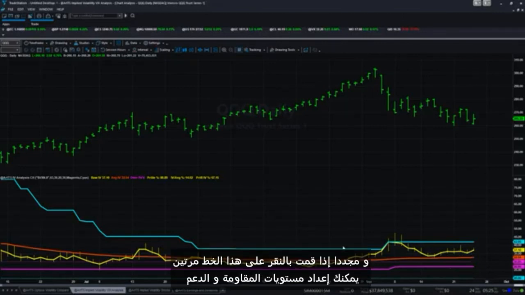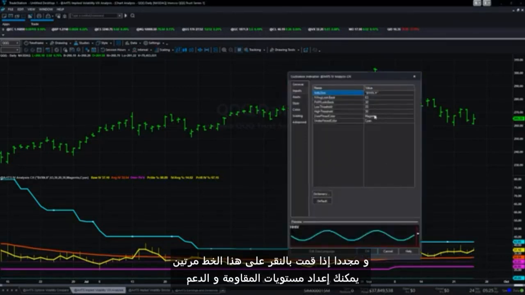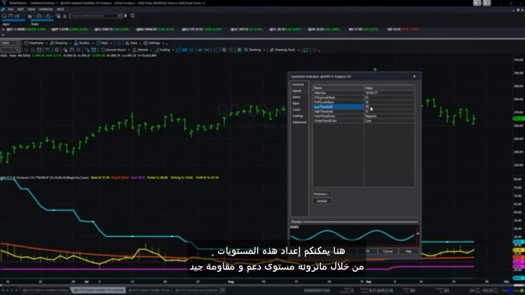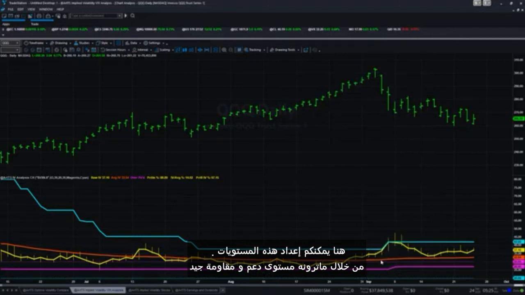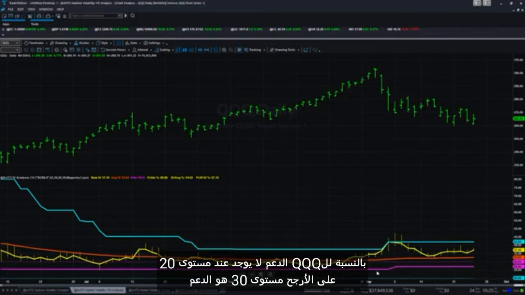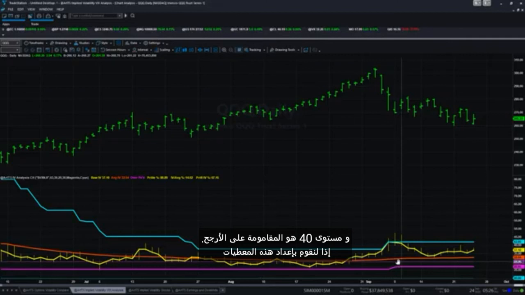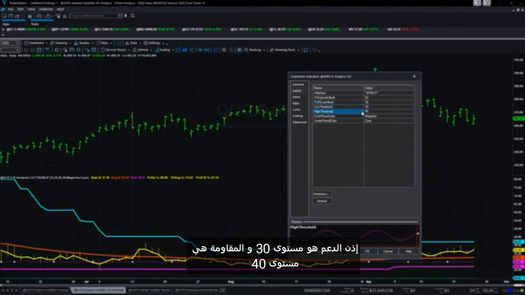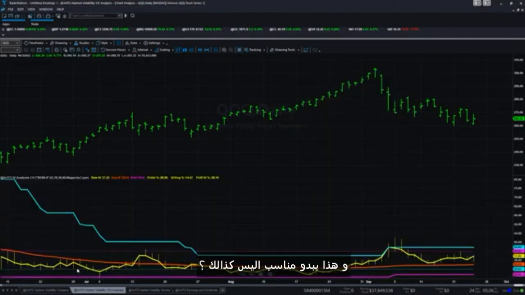And again, if I double click there, you can also set those support and resistance levels. Remember, I was talking about, I used to use a 15 and a 20 support and resistance level for VIX. So here you can set those levels right here, and it'll draw those little dotted lines. So wherever you feel like that support or resistance is. For the Qs, it's not 20. I can promise you that. It's probably closer to 30. And I would probably say 40 is resistance. So let's plug that in. I'm going to say the low support is 30 and the high resistance is 40. And that looks like a better fit, doesn't it?